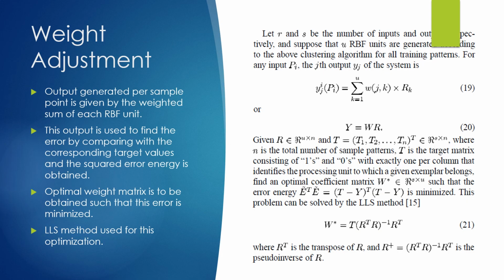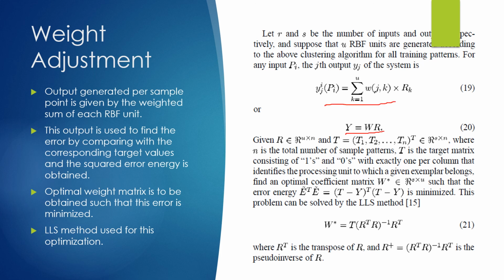Now we're going to try to compute the output generated by the radial basis function for each particular input, and let's assume that R and S are the input and output dimensionalities respectively. So for each RBF unit, they're going to generate some output yj, which is given by the formula written over here, or in matrix notation as this.